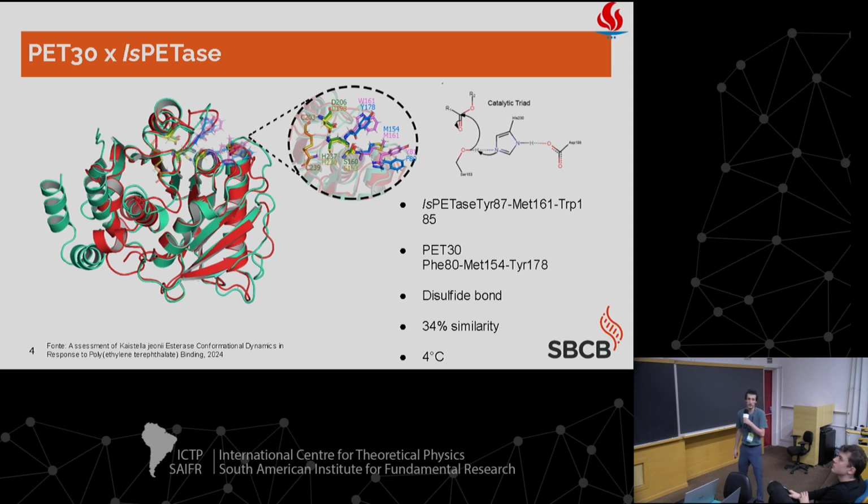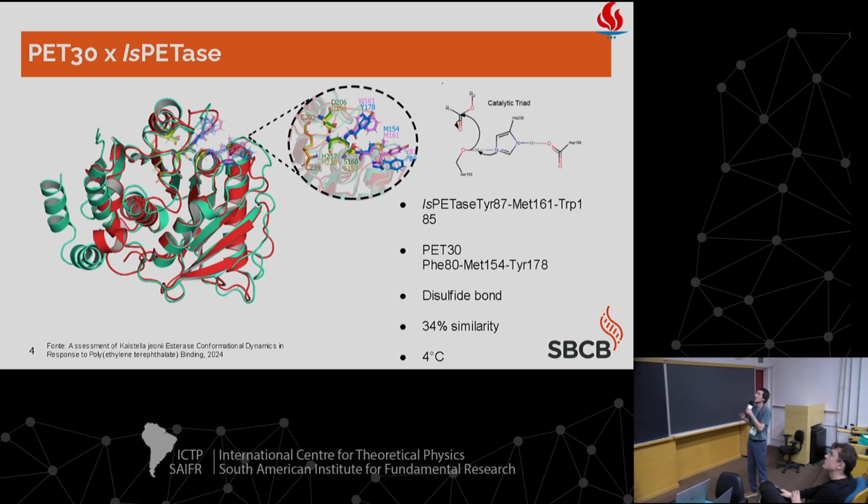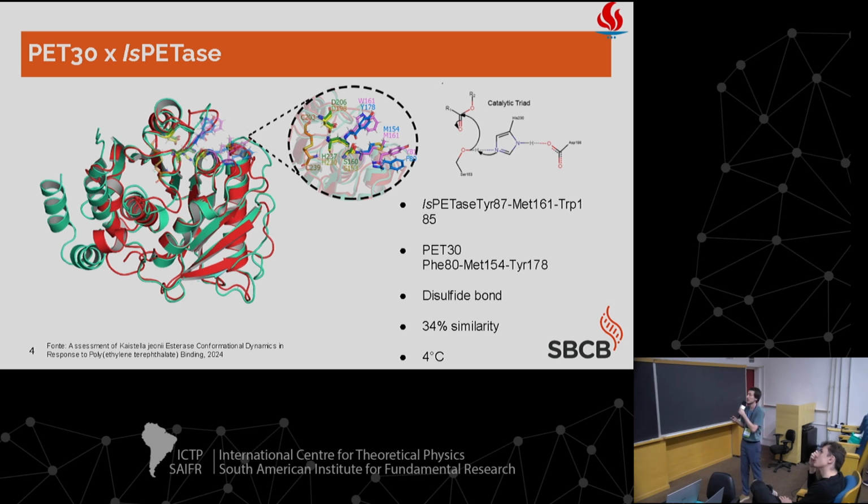Also, both of these enzymes have the same catalytic triad here, composed of aspartic acid, histidine, and serine. And the approximation of these three amino acids produces a nucleophilic attack on PET, enabling the breaking of this molecule. Also, PET30 does not have a disulfide bond on the catalytic pocket here that ICTP-SAIFR has.